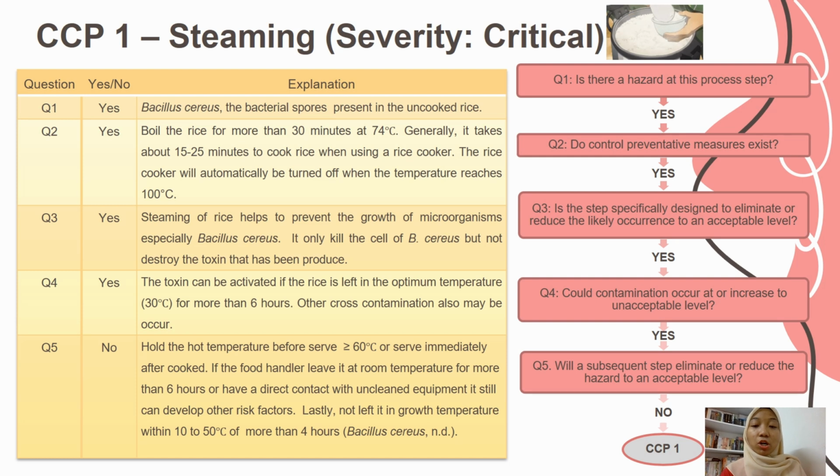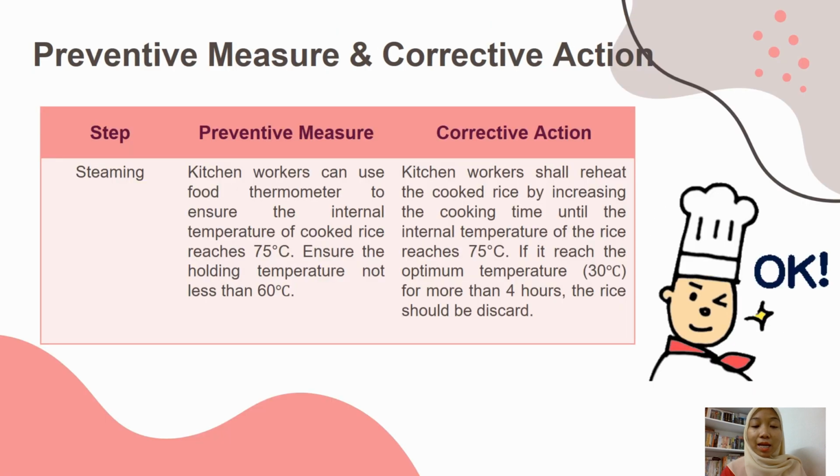It is a CCP because Bacillus cereus can produce a toxin that is active if the temperature is not controlled and if the rice is left within 10 to 50 degrees Celsius for 4 hours. The preventive measure is that the food worker uses a food thermometer to check whether the internal temperature reaches 75 degrees Celsius or not.